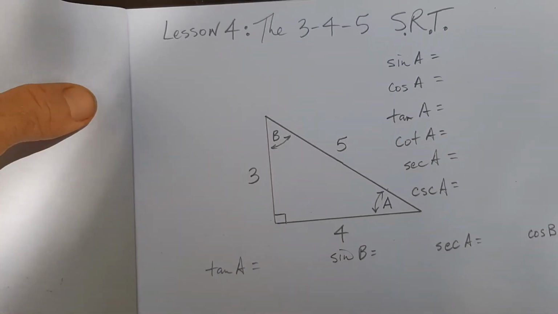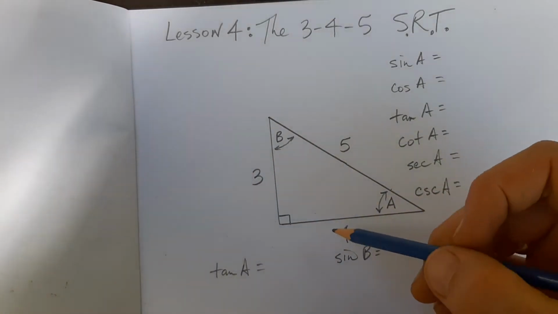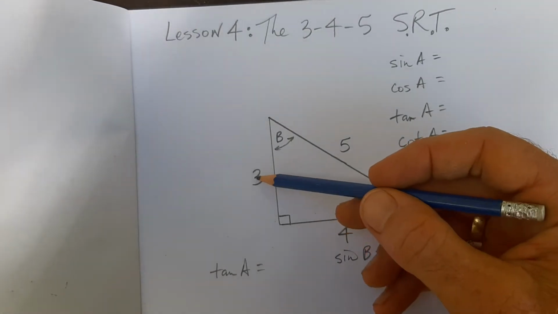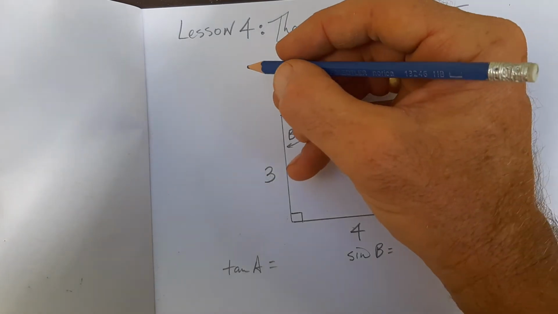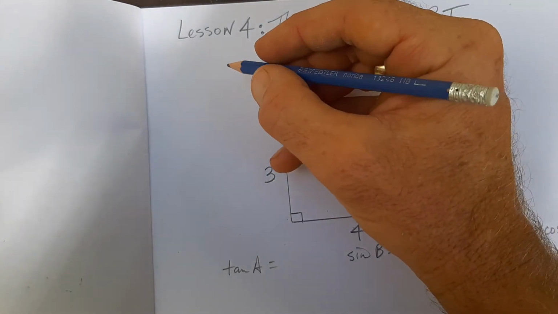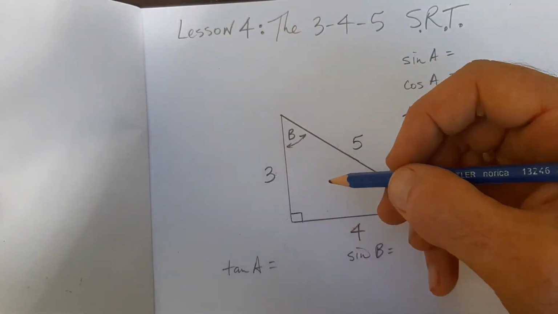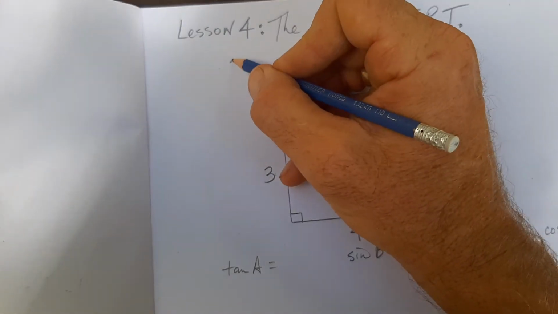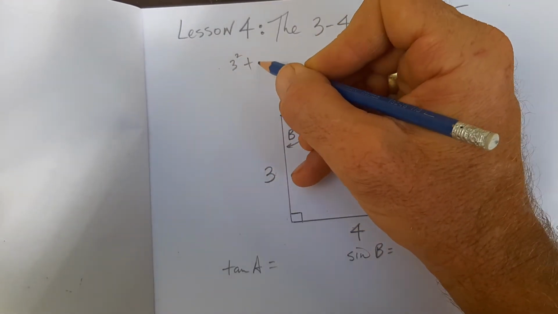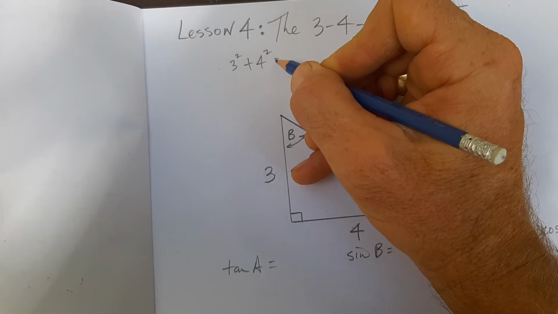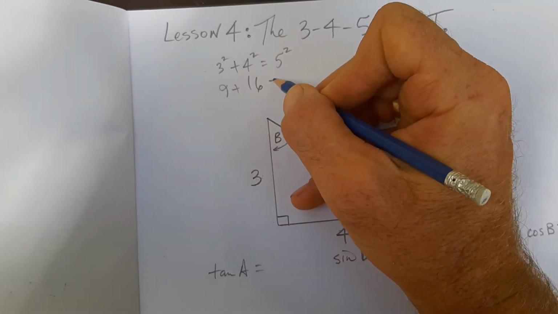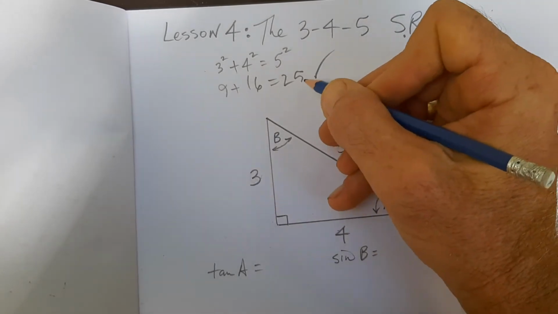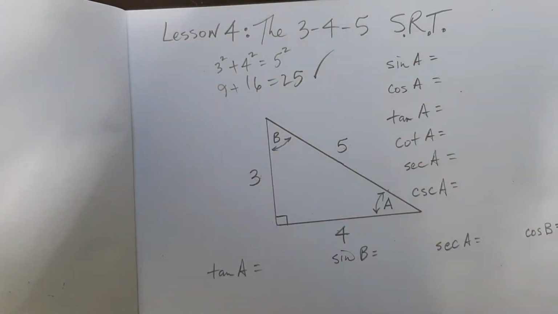A Pythagorean triple is integers that fall out of the Pythagorean theorem. So leg squared plus leg squared equals hypotenuse squared. Okay, so you got 3 squared plus 4 squared equals 5 squared. Look, it works out. 9 plus 16 equals 25. Check, right?